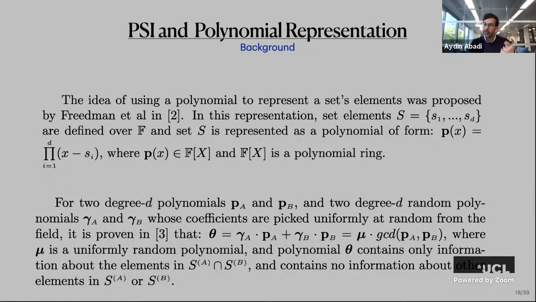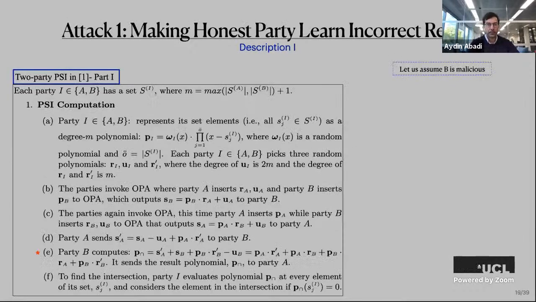Of course, it needs to extract the elements, so it needs to extract the roots of this polynomial, which is allowed, but it cannot learn anything other than that. Okay, so let's get back to our attack 1. Let's have a look at a part of the two-party PSI protocol in the paper in question. What you can see in the slide is a part of the original two-party PSI protocol.